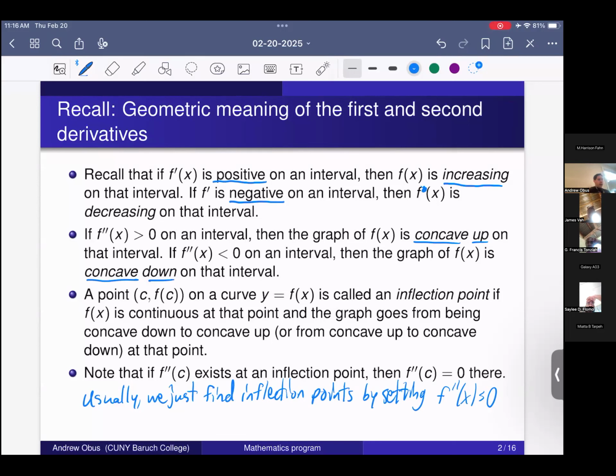So this is the meaning of the first derivative, which tells you whether it's increasing or decreasing, and the meaning of the second derivative, which tells you whether it's concave up or concave down.